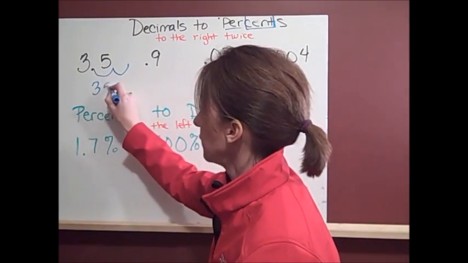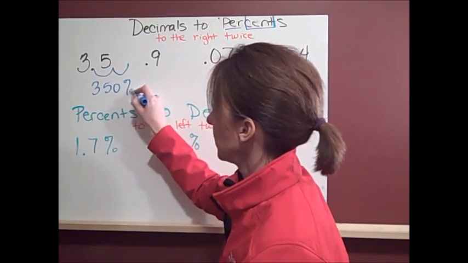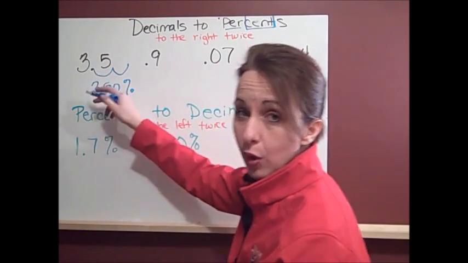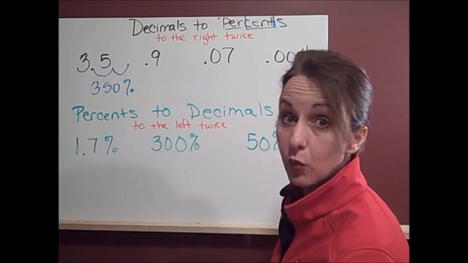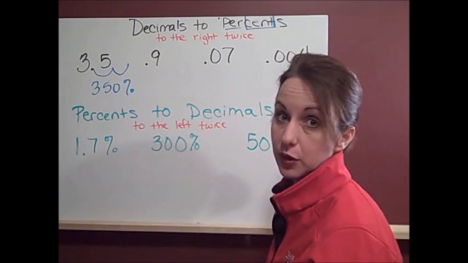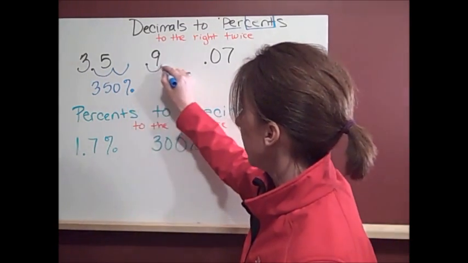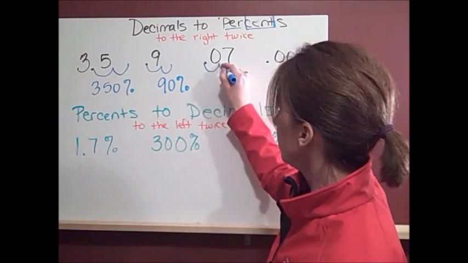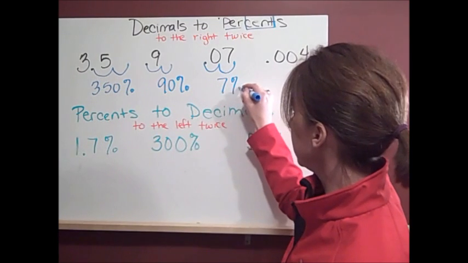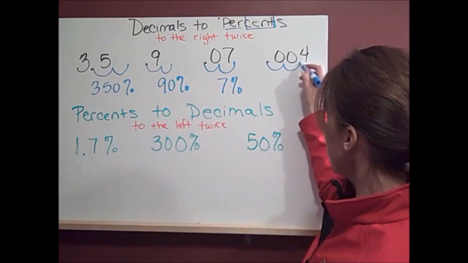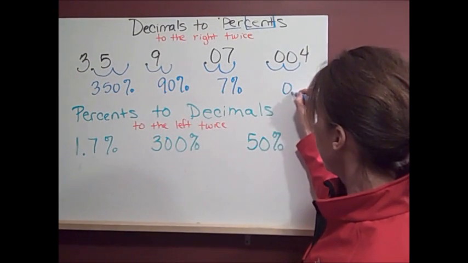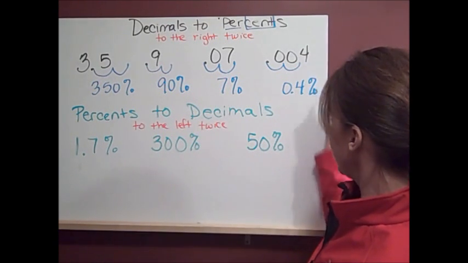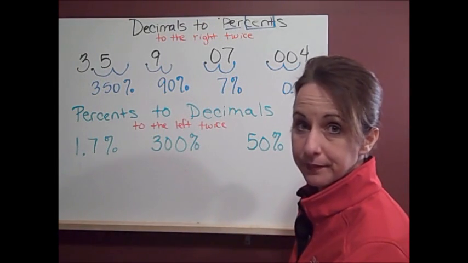So 350%. This is greater than 1 whole. My percent needs to be greater than 100%, which represents the whole thing. To the right twice gives me 90%. To the right twice, 70%. To the right twice gives me 0.4%.